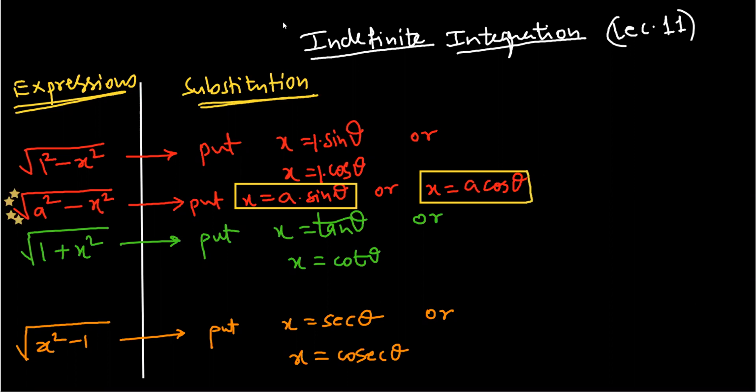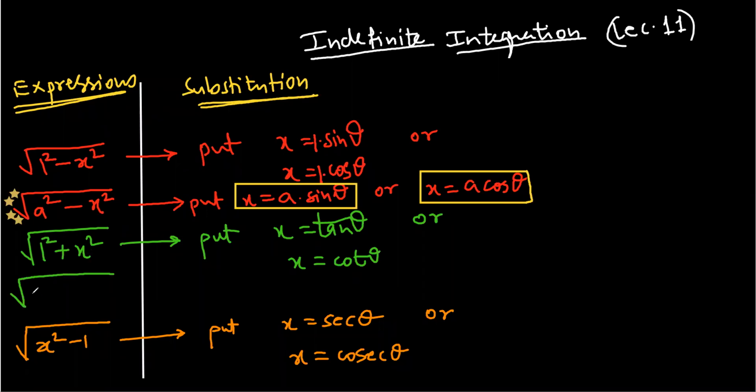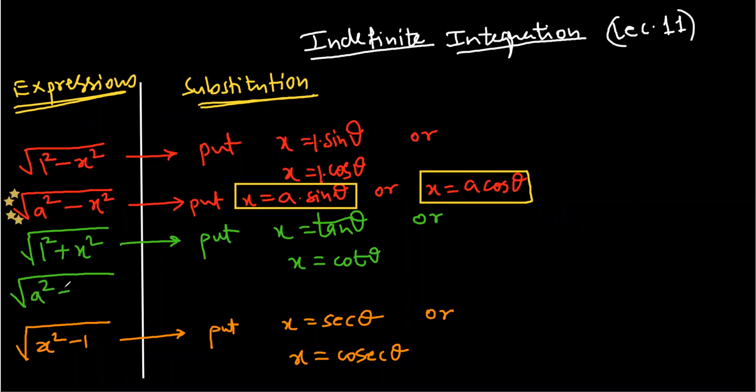Okay, next. The next is root of 1 plus x square. So what change are we going to have here? First of all, it is not 1, it is root of 1 square plus x square. And here we are now writing 1 as a. So a square plus x square, square root of a square plus x square. So when we write square root of a square plus x square, what is the substitution? The substitution is put x equals a tan theta.